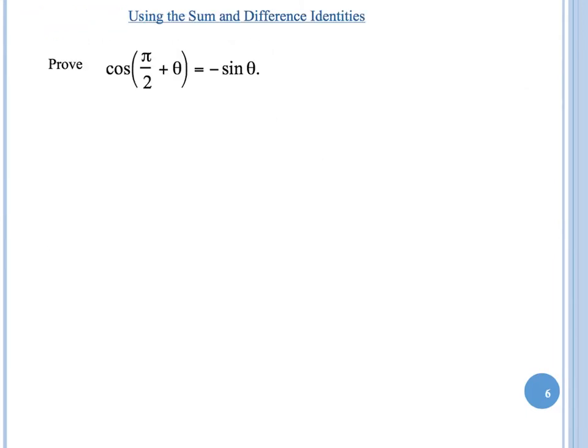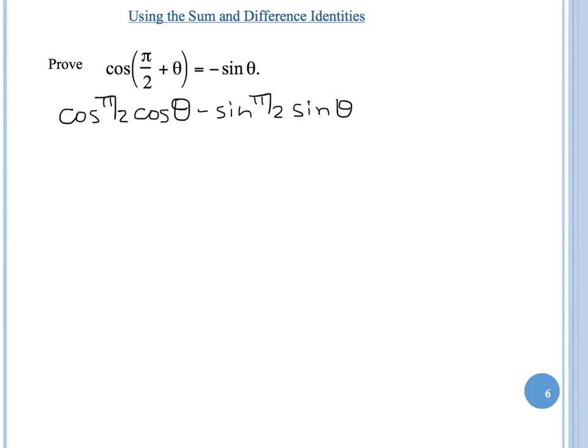So now we're going to look at starting to verify some of our identities. And in this we have a cosine addition. So I am going to use my cosine addition formula, and that tells me that I need cosine pi over 2 and then cosine of the second minus sine of the first and sine of the second.